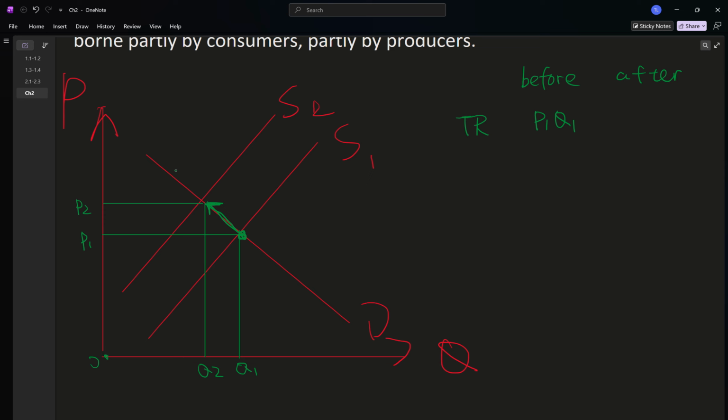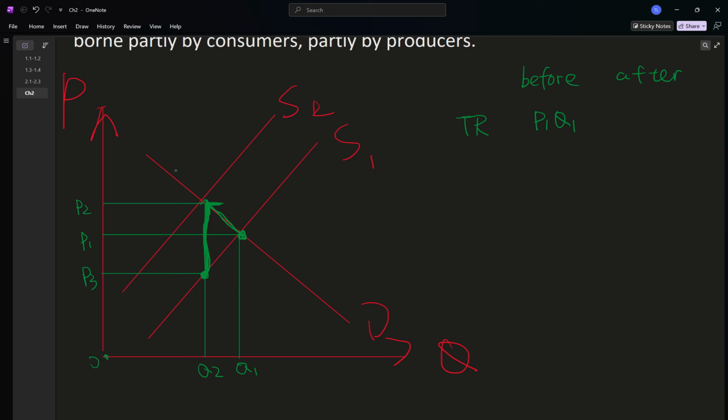Before, after. P1, Q1, and increase. In fact, if you earn this more, this kind of money does not belong to you. You have to pay this amount of tax from your total revenue.